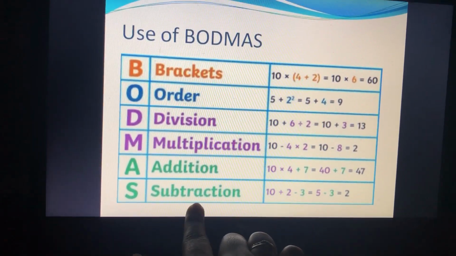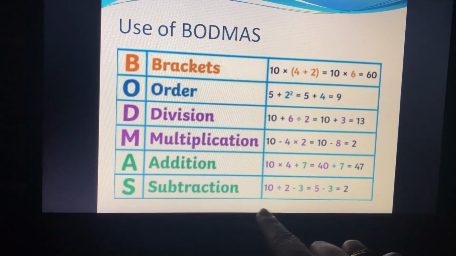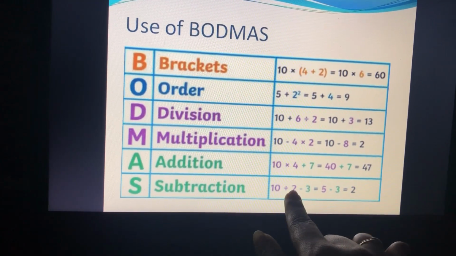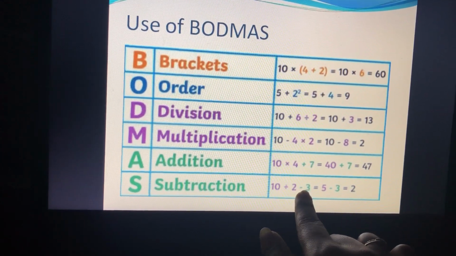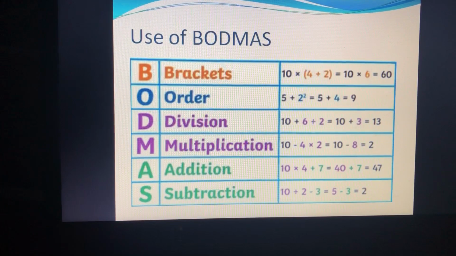Subtraction, now we have to do the subtraction. 10 divided by 2 minus 3. That means we have to divide first. 10 divided by 2 is 5, minus 3, that means 5 minus 3 is 2. That is how we use BODMAS.